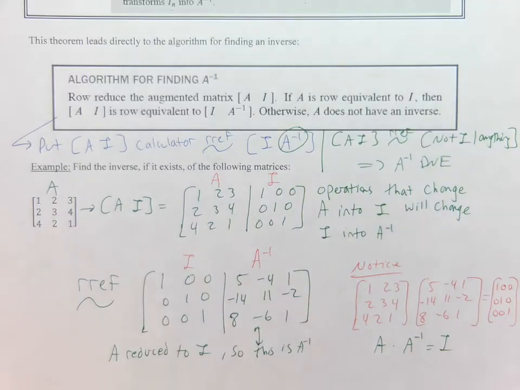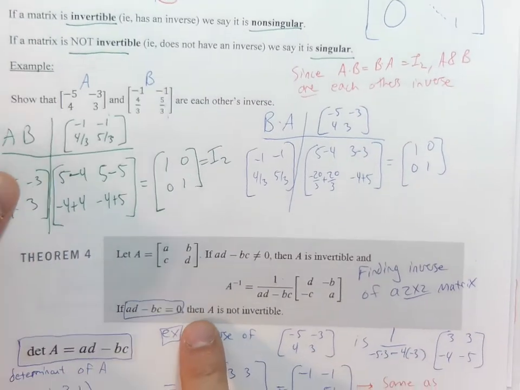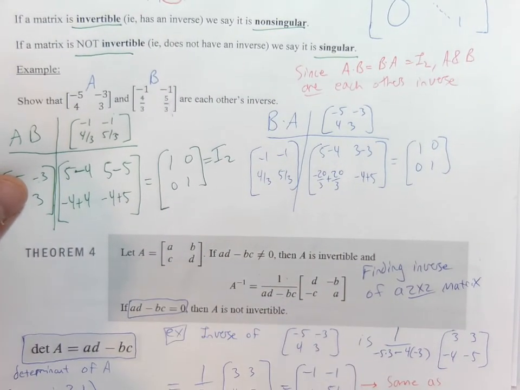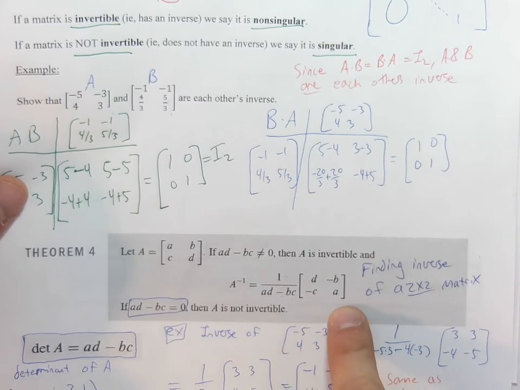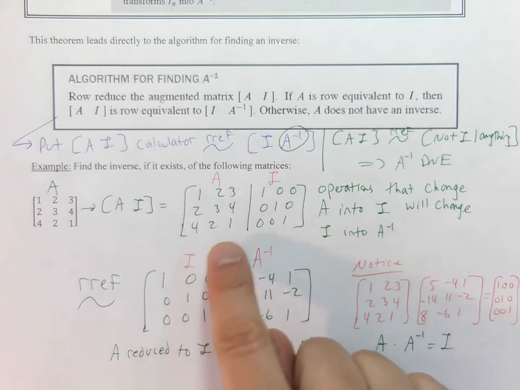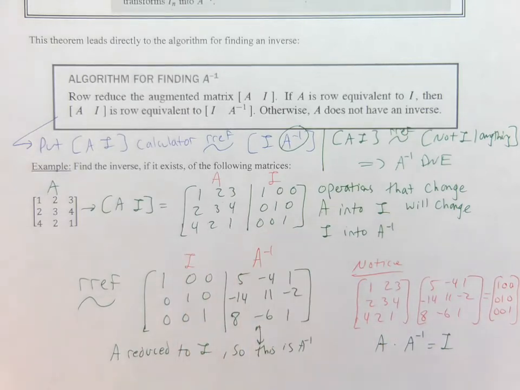Again, this works for any size matrix. So this will work for a 2 by 2. The nice thing about a 2 by 2 is that we just have a nice formula for it. So this formula from page 6 is just saying, hey, if we've got a 2 by 2, you don't need to row reduce anything. You can just use this formula to find it. This is telling us, no matter what size matrix you have, you can put it in an augmented matrix with I, row reduce, and that'll switch the identity matrix into the inverse.